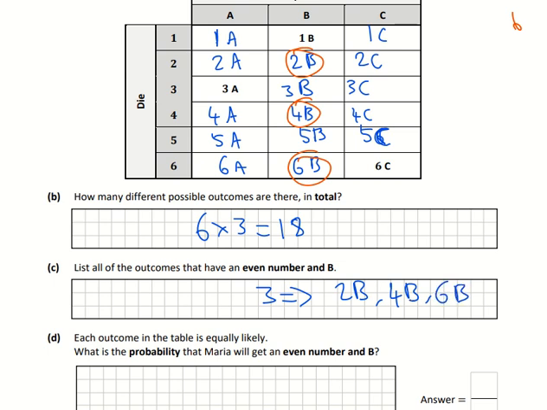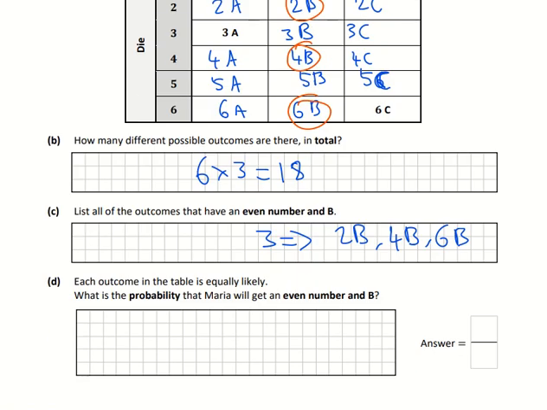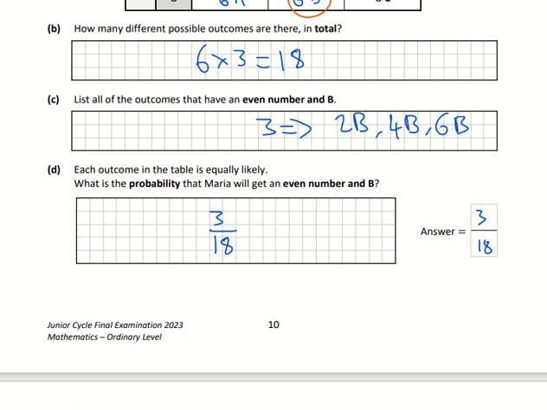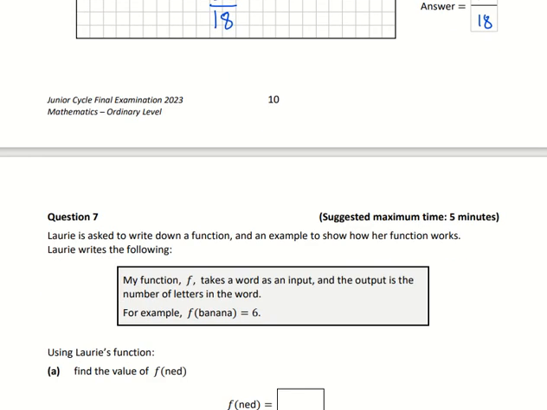Then, each outcome in the table is equally likely. What's the probability that Maria will get an even number and B? It's just going to be 3 out of the 18, so 3 out of 18. You can simplify it down if you want into 1/6. That's all for question 6.